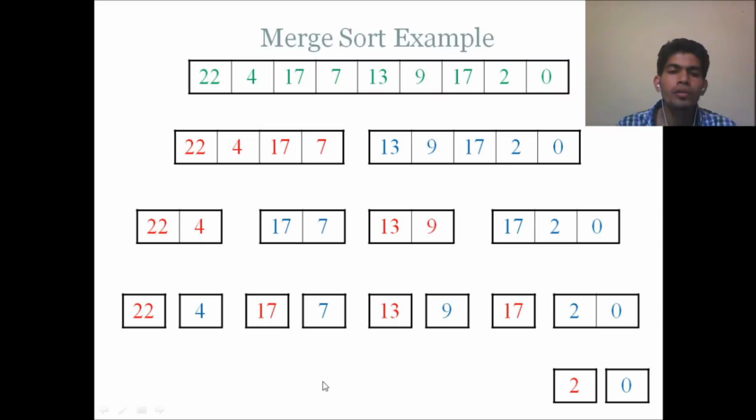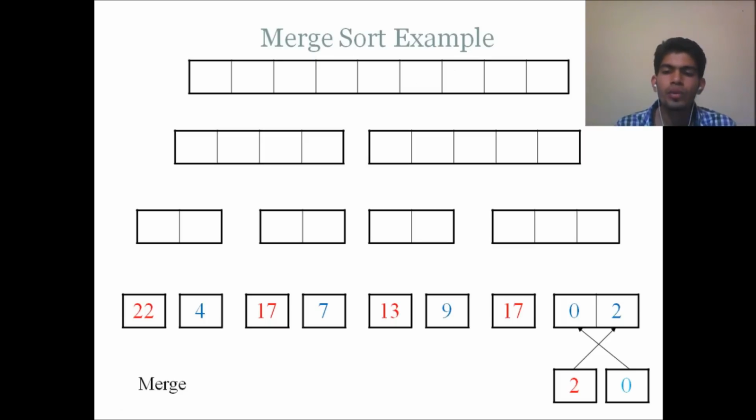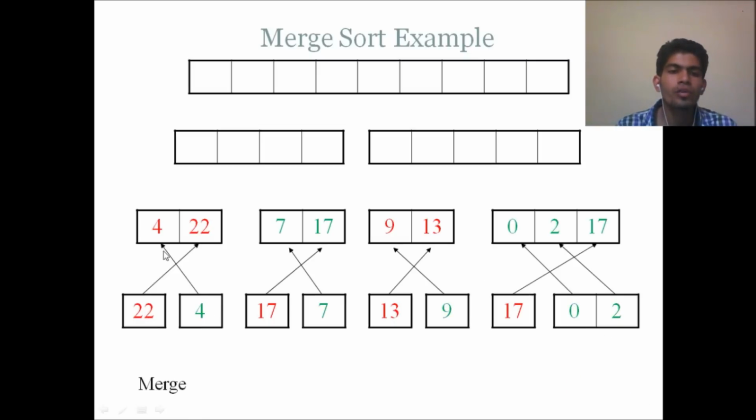Now what we are going to do is treat these single elements as sorted arrays, and merge these sorted arrays to get the main sorted array. For example, if we treat 2 and 0 as separate sorted arrays, then we can merge them to get 0 and 2 as sorted. Similarly, we can merge 22 and 4 to get 4 and 22, 17 and 7 to get 7 and 17, 13 and 9 to get 9 and 13. Similarly, 17, 0 and 2 to get 0, 2 and 17.